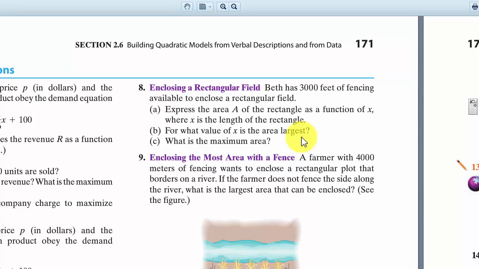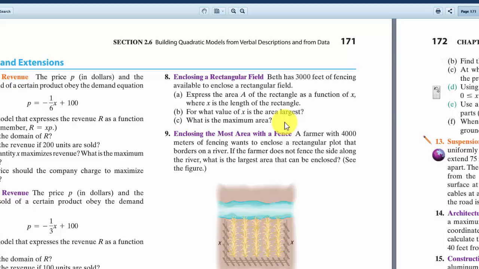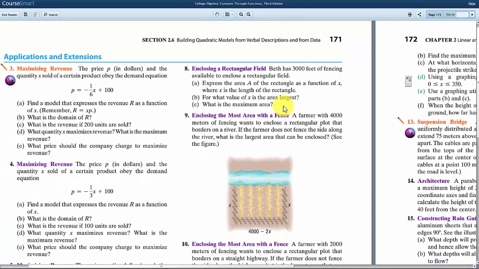Now, collectively, parts B and C are both asking for some part of the vertex. So B is asking for the x coordinate of the vertex, and C is asking for the A of x coordinate of the vertex. And the calculator can give those to you. You could use what you know. I mean, it definitely can help to inform what's going to happen here.